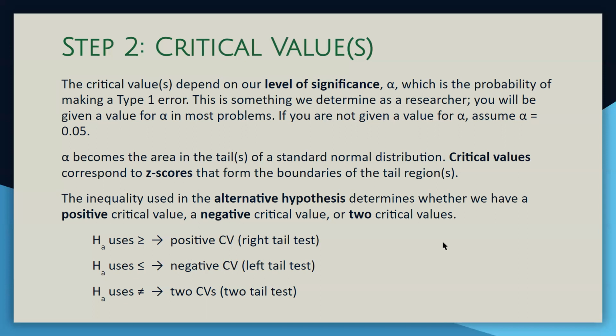That alpha, that probability of making an error, becomes the area in the tail or tails of our standard normal distribution or our t-distribution. And the critical values that we're finding in step 2 correspond to the boundaries of those shaded tail regions. And those will either be z-scores or t-scores, depending on whether it's standard normal or student t. The inequality that we use in the alternative hypothesis determines whether we have positive, negative, or 2 critical values.